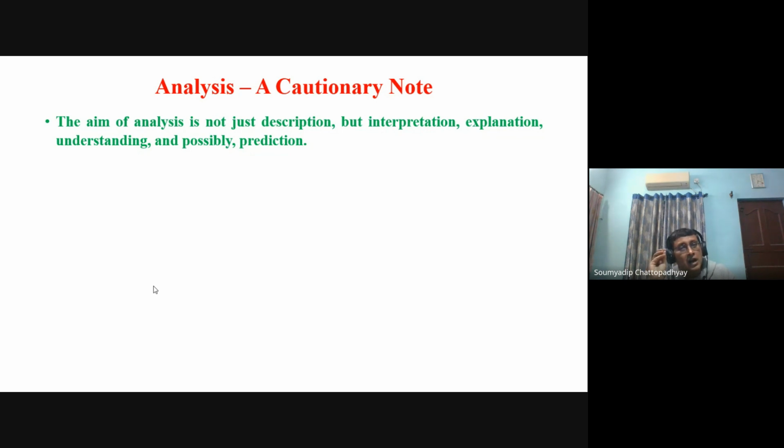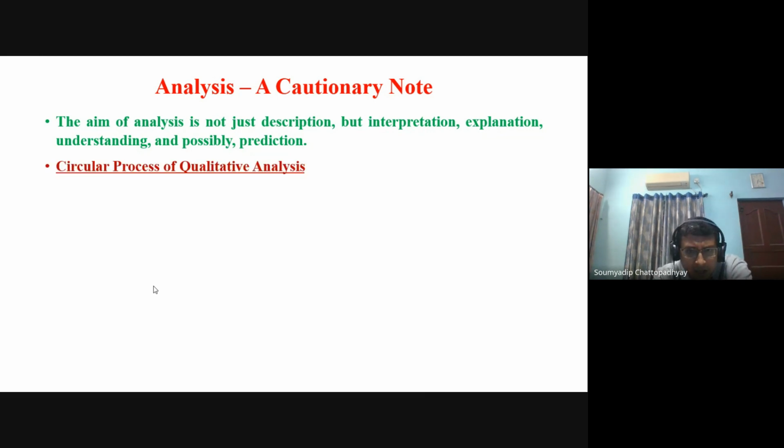Now unless and until you are actually relating this to the broader literature of women's agency, your analysis remains incomplete. That is why your task as a researcher is not just to describe what you have observed in your field. Rather, you have to be very serious about interpreting that data. You have to provide enough explanation and enough understanding of the data, so that you can make certain predictions about the nature of the process, which is very important, the process of women empowerment in that particular village.